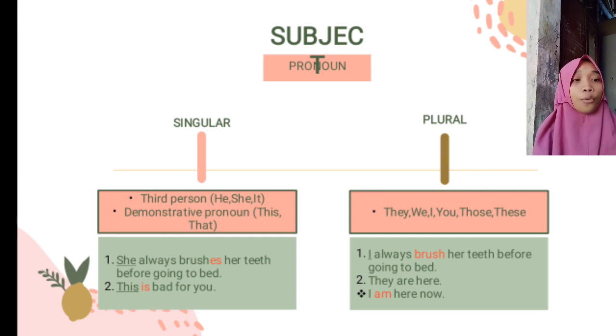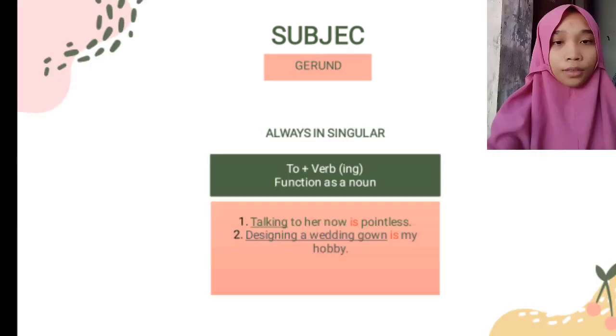Subject pronoun, singular: third person, he, she, it, demonstrative pronoun, this, that. Example, she always brushes her teeth before going to bed. This is bad for you. Plural: they, we, you, those, these. Example, I always brush my teeth before going to bed. They are here. I am here now.